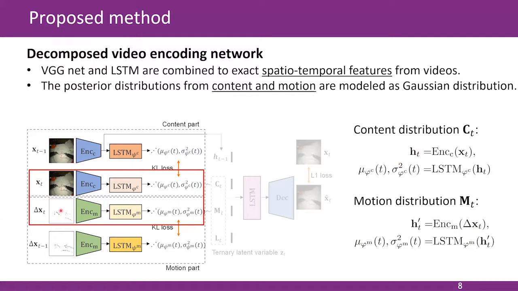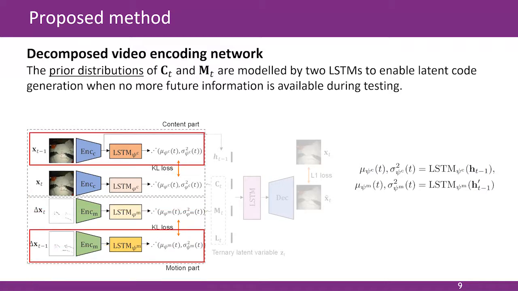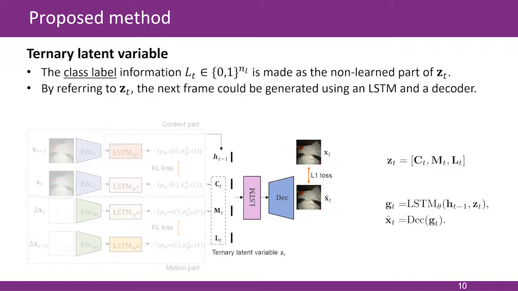Note that the motion information here is denoted using the direct difference between neighboring frames. And the prior distributions of content and motion at timestamp t-1 are optimized to fit the posterior distributions at timestamp t, because no more posterior information is available during testing. Thus, using the distribution representation, we could model the diverse possibilities in surgical videos to indicate the different preferences of a surgeon to operate the surgical tools.